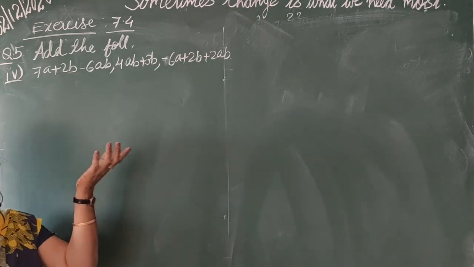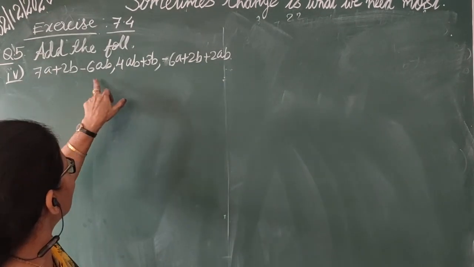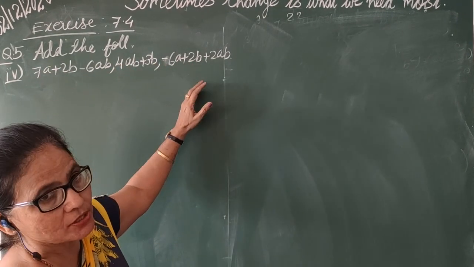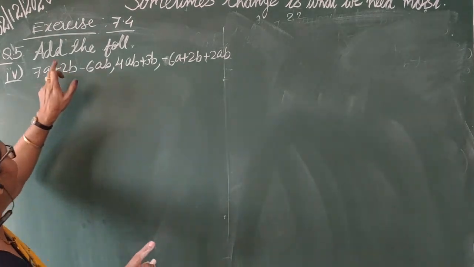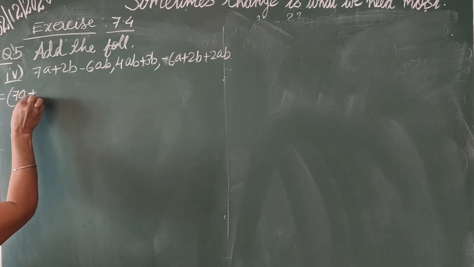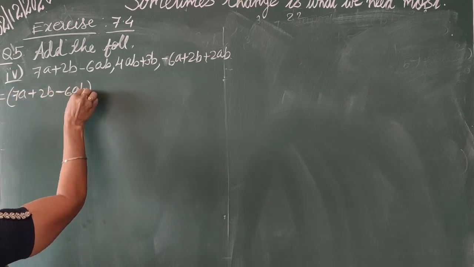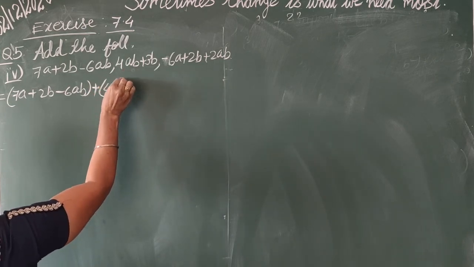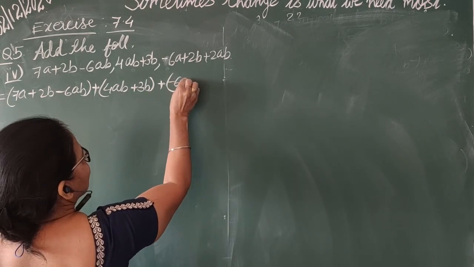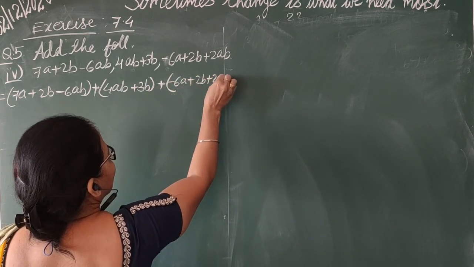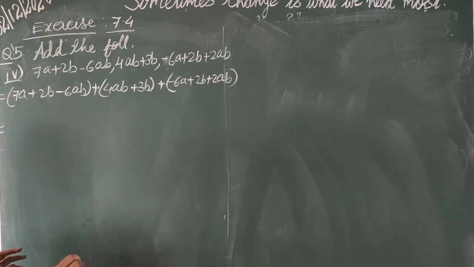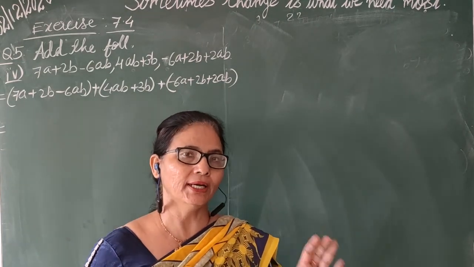Again the heading is add the following, so you have to add. Again you see here three expressions are there, 1, 2 and 3. So take all the expressions in separate brackets and put the plus sign. Now is equal to, so take this first, this is your first expression plus second expression, then again take plus, and this is the third expression. Okay. Now you know you have to collect the like terms. Don't miss any like term while collecting.